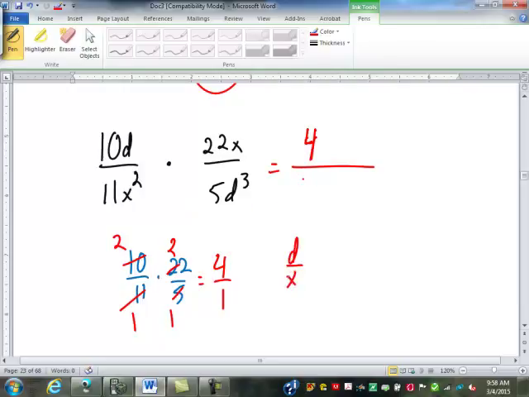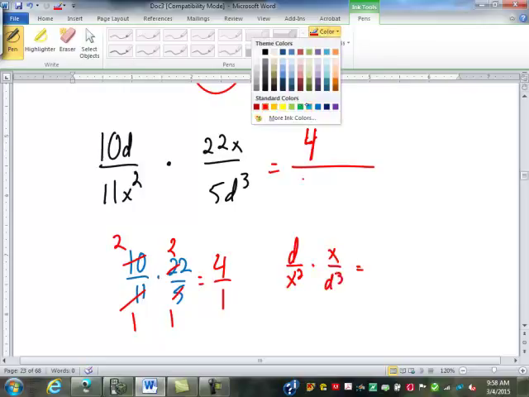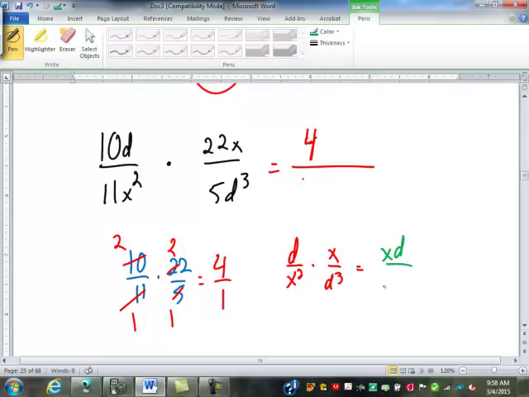Now for the variables, I got d over x squared times x over d to the third. Multiply that out. I got xd on top, x squared d to the third on bottom. So my answer, where's the x go? Bigger power is on bottom, so it goes on bottom, and it'll have a power of just x, or 1, if you want to call it that. So it'll be x to the 1 or just x.